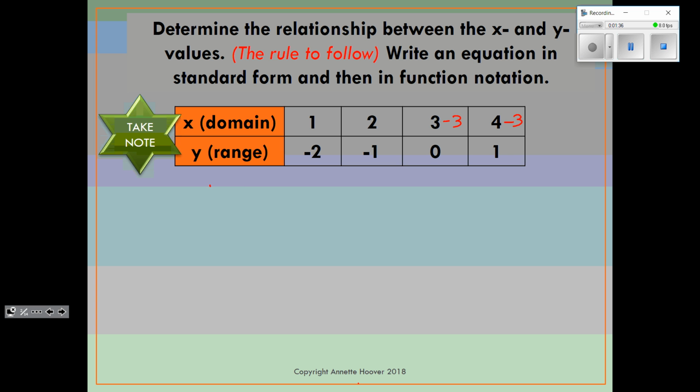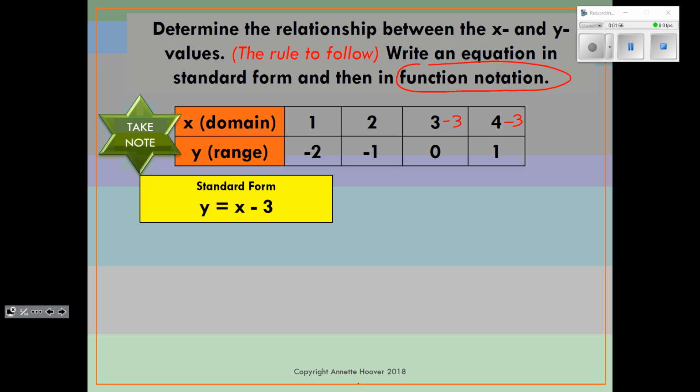So we write the rule, y equals, how do we get the range? That's the y equals. We took the x value and we subtracted 3. This is called standard form when we write it like this. We also want to learn how to write it in function notation. To write it in function notation, all you have to do is replace the y with the f of x. This means that this is a function.